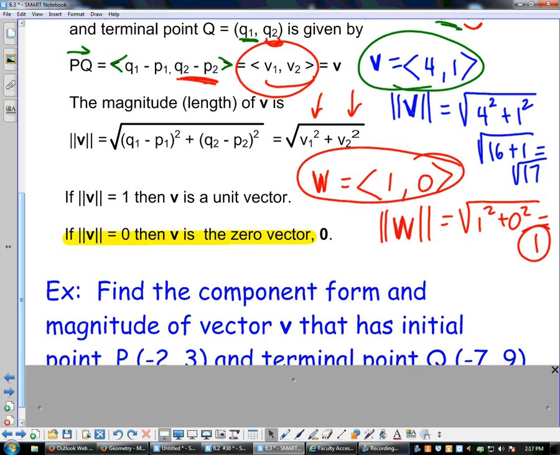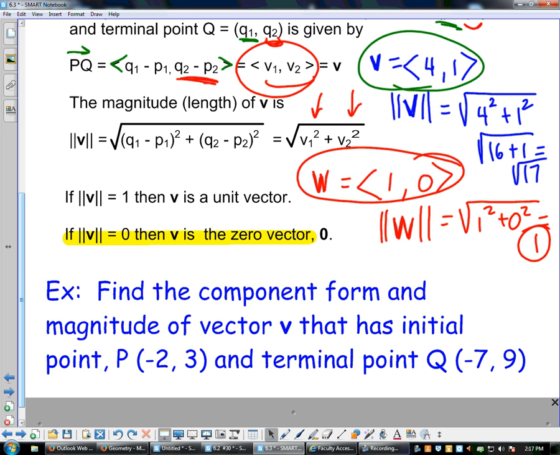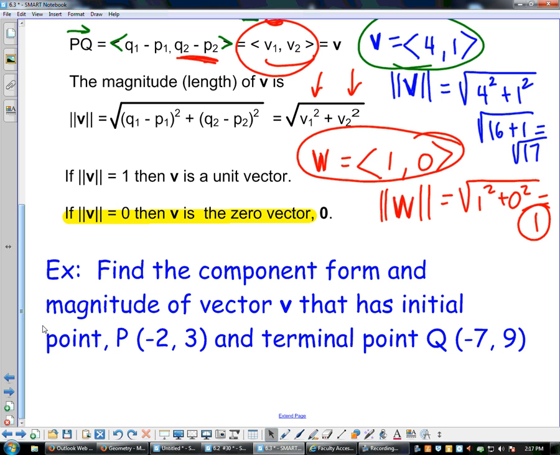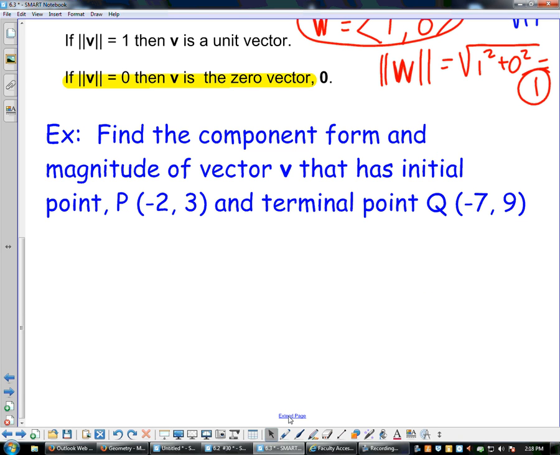All right, so here is our next example. I'm asking you to find the component form and the magnitude of vector V that has initial point P at (-2, 3) and terminal point Q at (-7, 9). Would you take a minute to work this out, please?